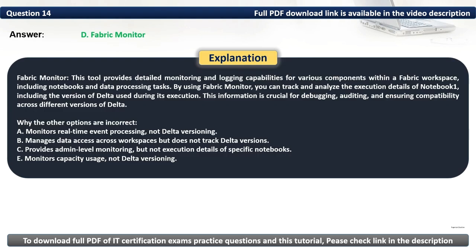Fabric Monitor. This tool provides detailed monitoring and logging capabilities for various components within a Fabric workspace, including notebooks and data processing tasks. By using Fabric Monitor, you can track and analyze the execution details of Notebook 1, including the version of Delta used during its execution. This information is crucial for debugging, auditing, and ensuring compatibility across different versions of Delta.